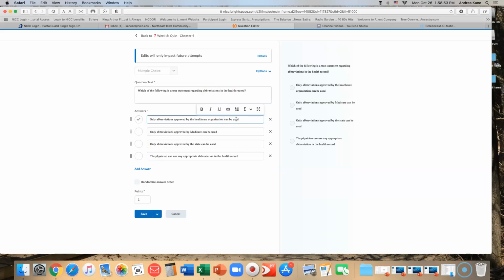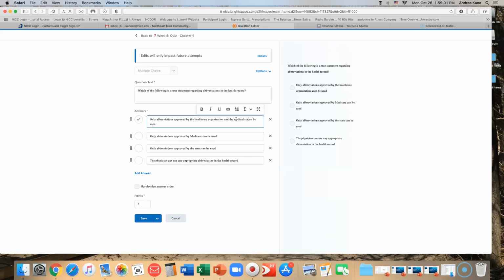So I will add in here, and the medical staff, oops, not spelling well today. All right, so that clarifies it. Only abbreviations approved by the healthcare organization and the medical staff. And really, the medical staff, it's more of a rubber stamp afterwards, although they can make recommendations to add or delete. But they're the only ones. Physicians try to use any abbreviation they think is appropriate in the medical record.